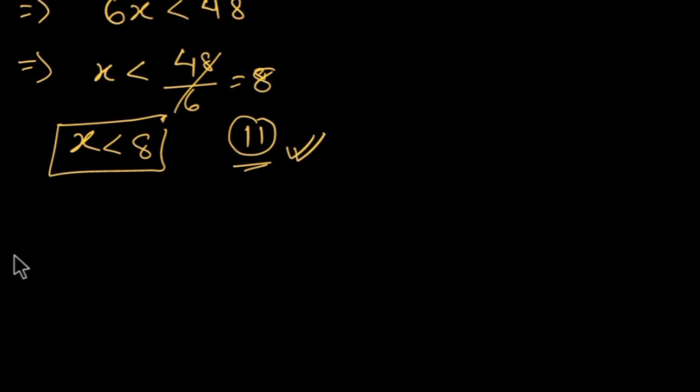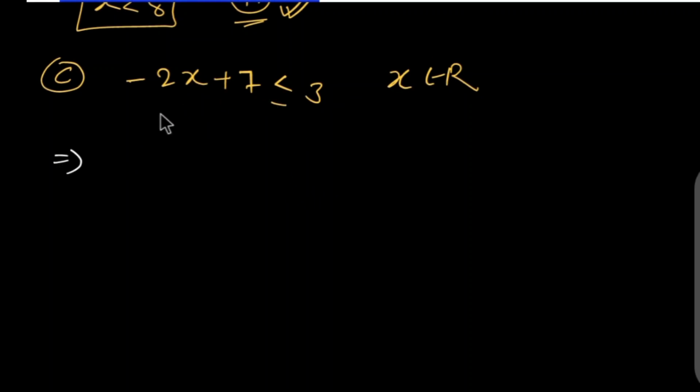Okay, so let's see another question and check how it is going to be solved. Let's say the solution set of the inequation: the question given to us is minus 2x plus 7 less than or equal to 3, where x belongs to real numbers. Try this question yourself first, then look at the answers and solution here.